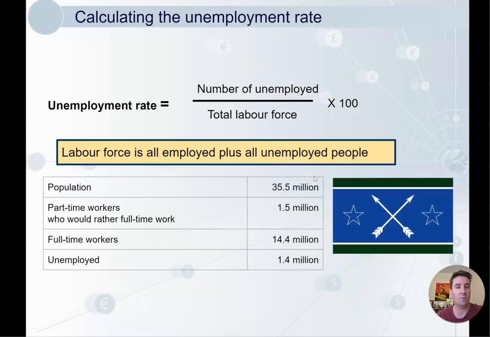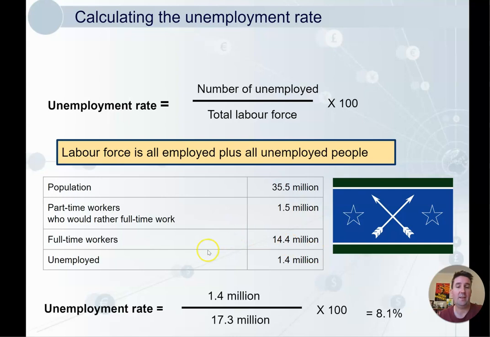So we will do a little example here. We're going to look at the country of Burmistan. That's a flag of Burmistan, I guess. Population, 35.5 million. And we've got some other stats here. I want you to just pause and try to work out what the unemployment rate is. Okay, I will assume you have done that.